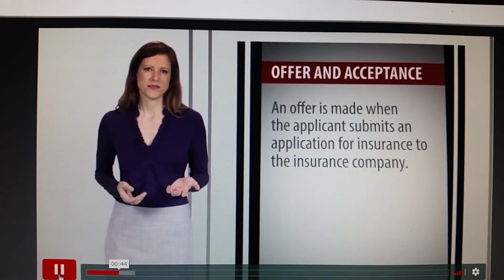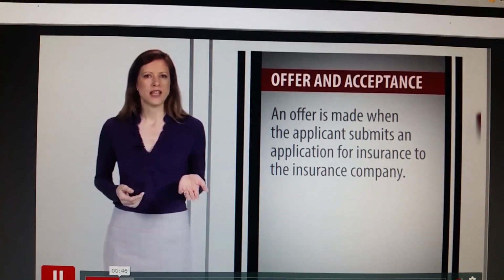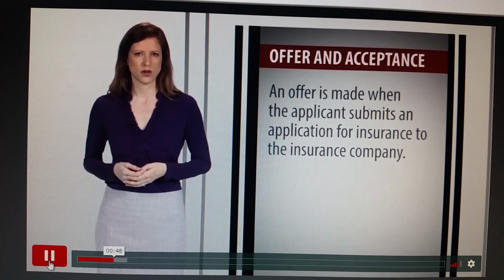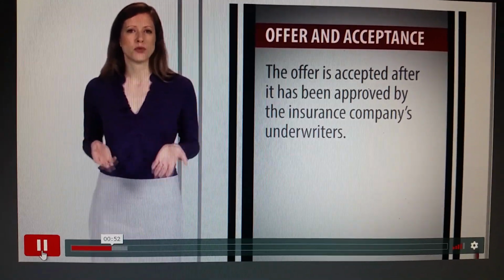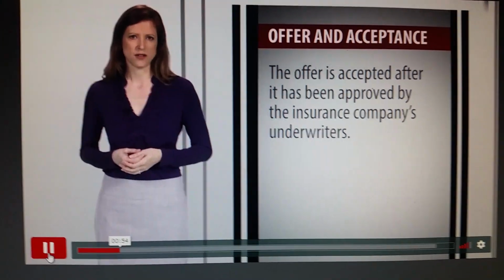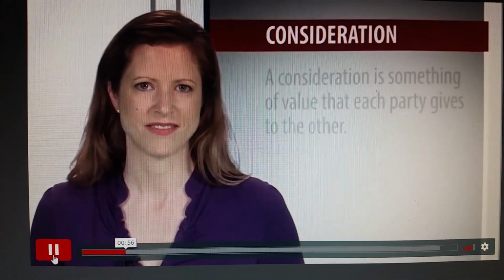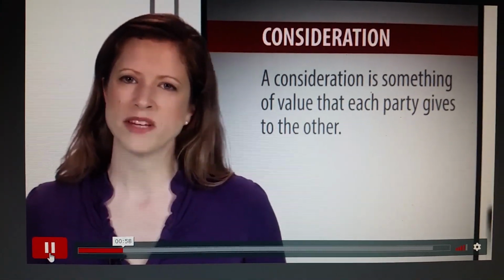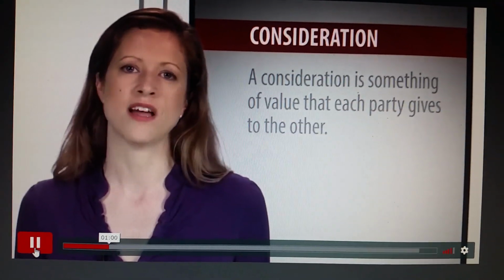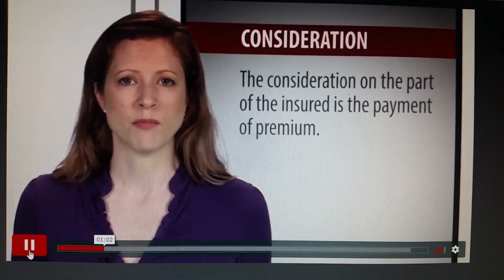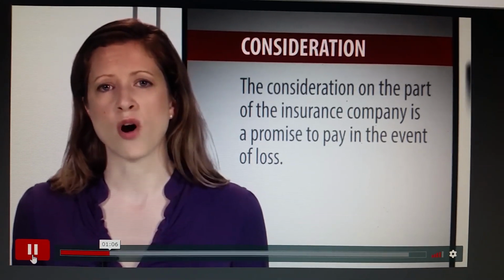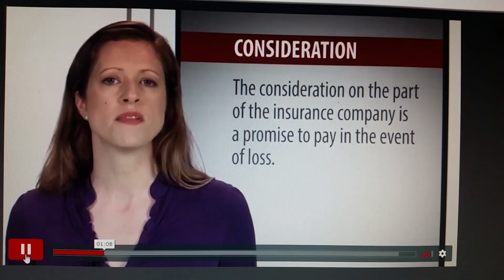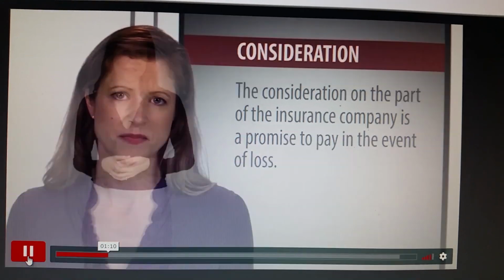Offer and acceptance. An offer is made when the applicant submits an application for insurance to the insurance company. The offer is accepted after it has been approved by the insurance company's underwriters. Consideration. A consideration is something of value that each party gives to the other. The consideration on the part of the insured is the payment of premium. The consideration on the part of the insurance company is a promise to pay in the event of loss.